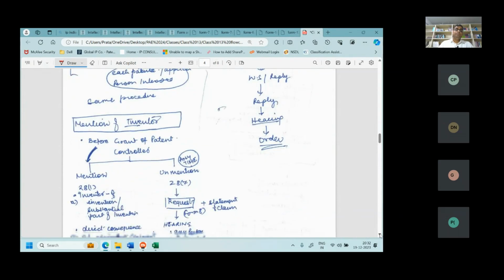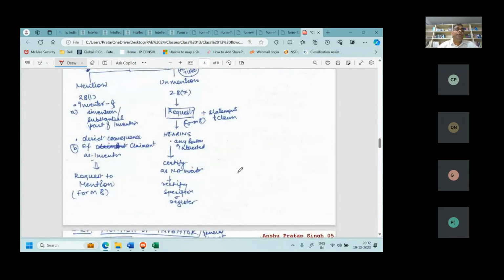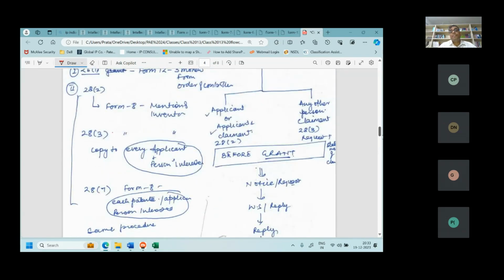Then comes the understanding. We are considering mention only at present, not 28.7. We are not talking about it. The inventor of the invention, or the inventor of a substantial part of the invention, or whose name will be included, this should be there. Either you have invented, or you have invented a substantial part, or the invention is the direct consequence of the action of the claimant. Okay, then only you can be added. So a request for mentioning in the format is filed. Request or the claim. Okay.